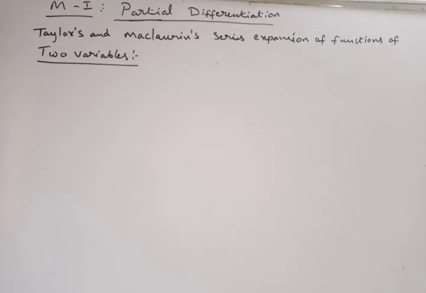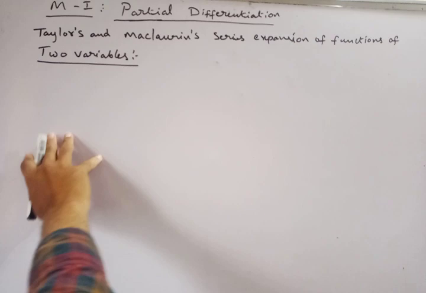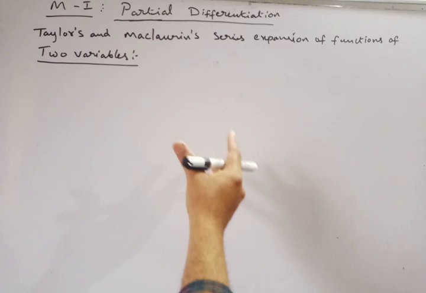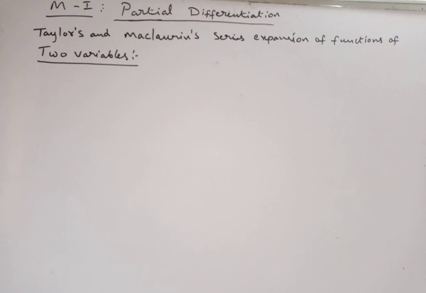So in today's class, we will discuss a new unit, partial differentiation. In partial differentiation, we have a few topics called Euler's theorem, Euler's equation, then Jacobian method, then functional dependence and functional independence, and Taylor's and Maclaurin's series expansion of functions of two variables, and maxima and minima. Two methods, maxima and minima for two variables, and Lagrange's method is also there. These are the few topics in partial differentiation we have in unit 4. Correct?